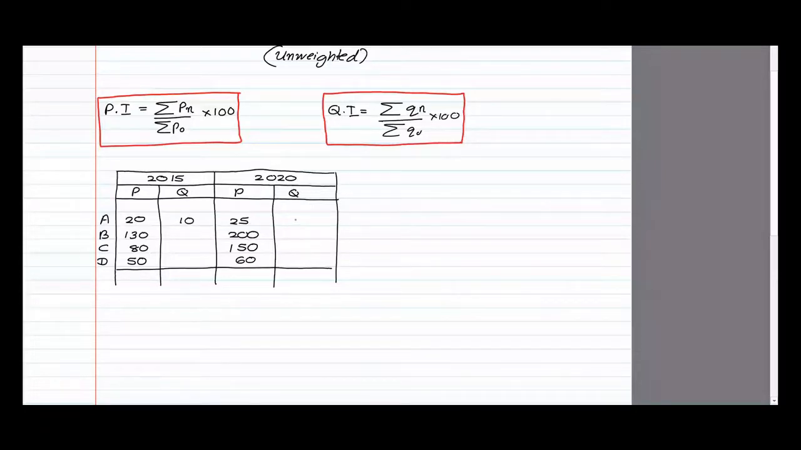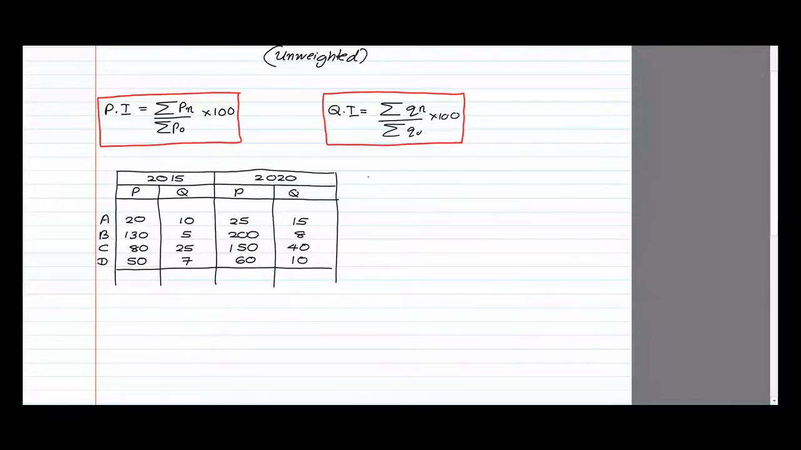Quantity: from the 20 rupee one, we have taken 10 items. In 2020, we have taken 15. From the 130 one, it's 5 and 8. From the 80 rupee one, we have taken 25 items, now 40. From the 50 rupee one, 7 and 10.